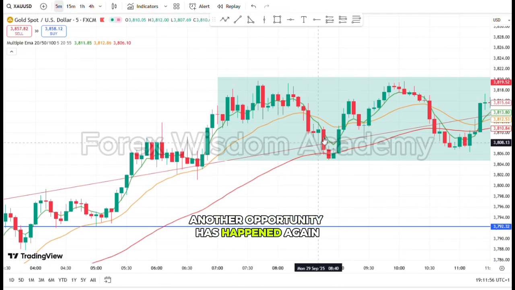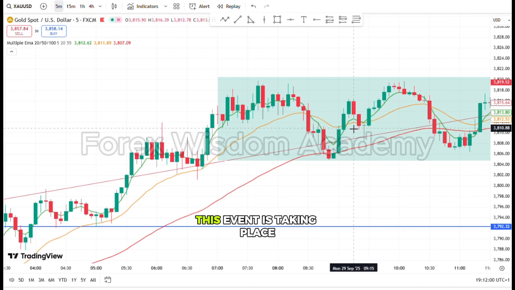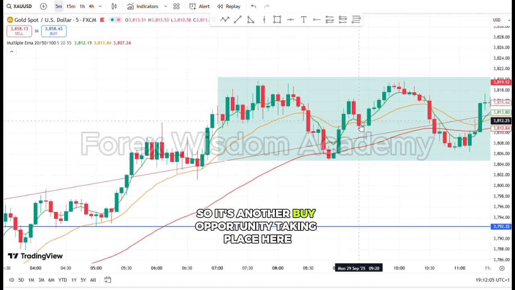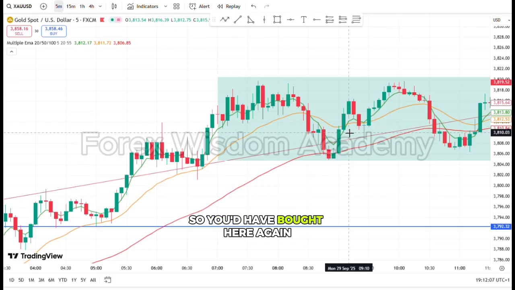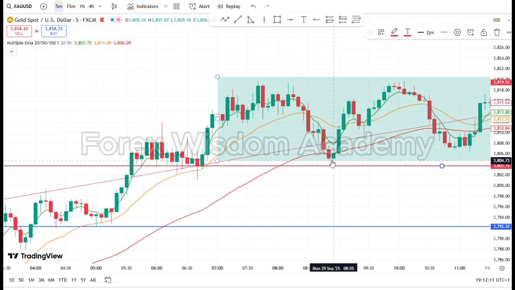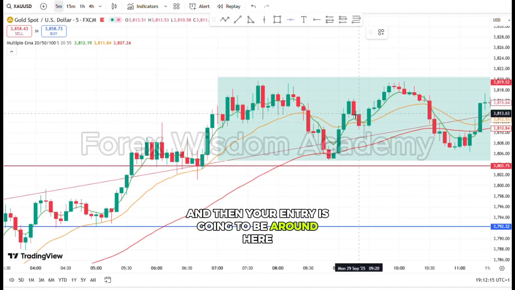Another opportunity has happened again here. The green is crossing above the yellow, and this event is taking place when it is above the red line. So it's another buy opportunity taking place here. So you'd have bought here again. You put your stop loss below here, below this one, and then your entry is going to be around here.